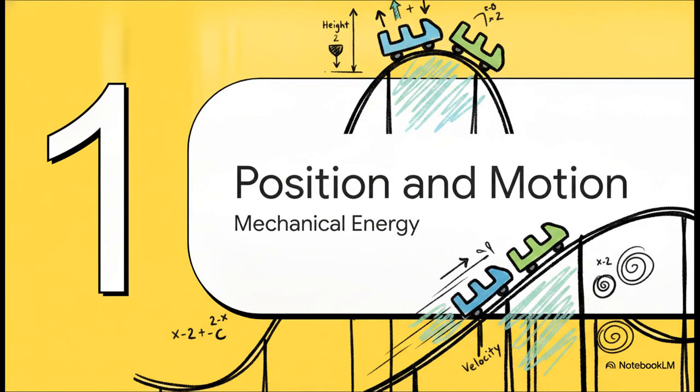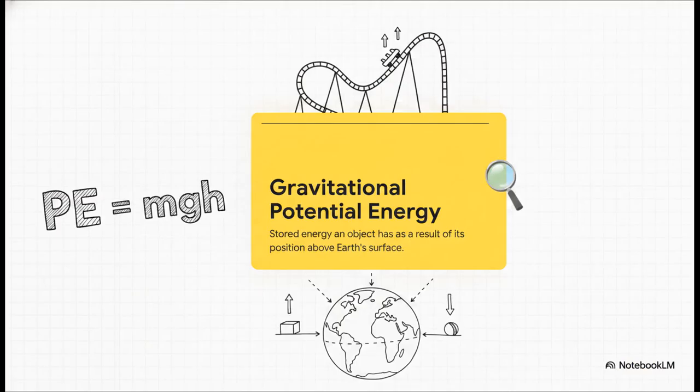Section 1. Energy of position and motion. Let's take a look at the mechanical energy driving our roller coaster journey today. First up, we've got gravitational potential energy. Basically, this is the stored energy an object has just because of its position above Earth's surface. The formula for this is PE equals m times g times h. The crucial takeaway here is that this is the energy of height and position.